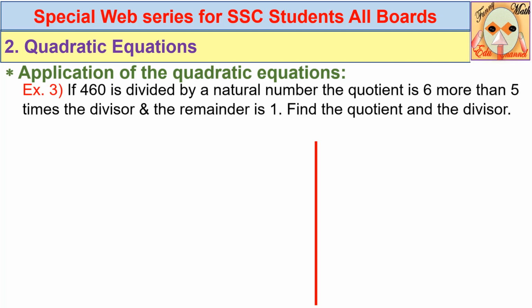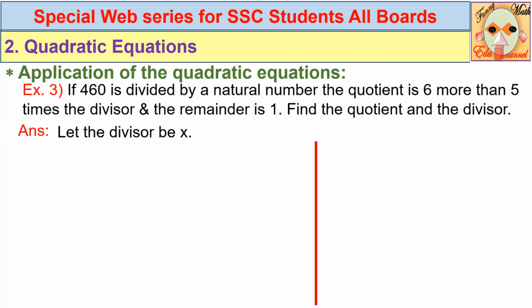Now the condition is, who is divided by whom? 460 is divided by a natural number. What is the quotient? The quotient is 6 more than 5 times the divisor. And what is the remainder? The remainder is 1. Then what you have to do? We have to find the quotient and the divisor. So let us first see the answer.